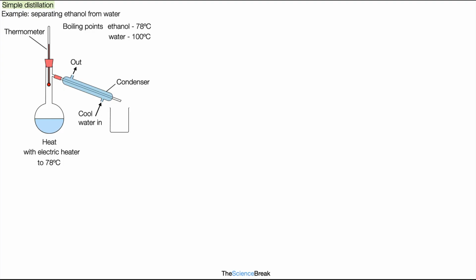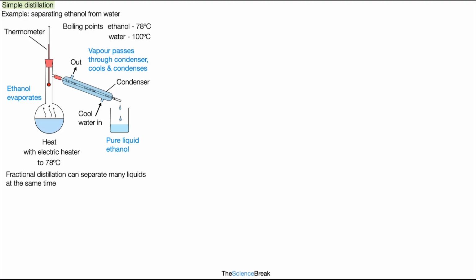We heat to 78 degrees. The ethanol evaporates, passes through the condenser, which cools down the vapor, and the vapor condenses. We end up with pure liquid ethanol. Once no more liquid ethanol comes through, we know that we have separated out all of the ethanol from the mixture. Fractional distillation can separate many liquids at the same time, but we'll take a look at that in our paper 2 video.